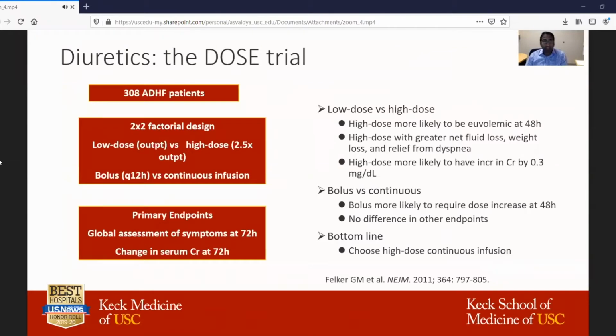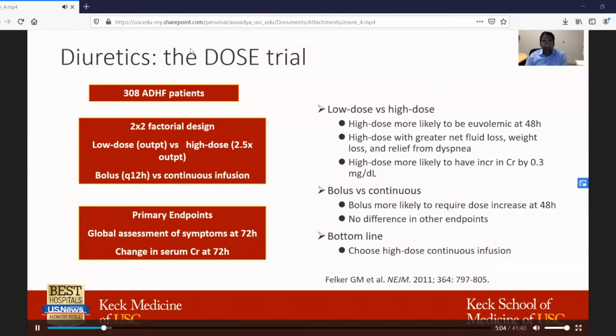The key point is that there's a 2x2 factorial design, but the takeaway was that high dose was more likely to leave you euvolemic at 48 hours. High dose was associated with greater net fluid loss, weight loss, and relief from dyspnea. High dose was also more likely to be seen with a small but statistically significant increase in creatinine of 0.3. Bolus was more likely to see higher doses of diuretics at 48 hours, with no difference in other endpoints.